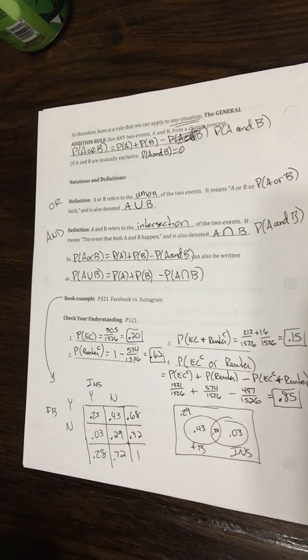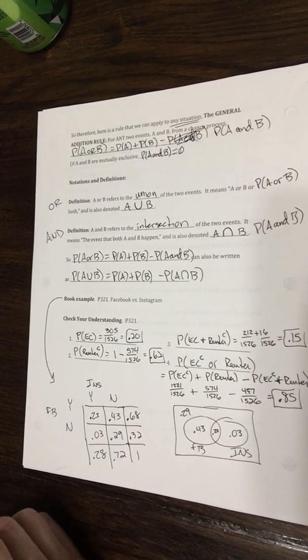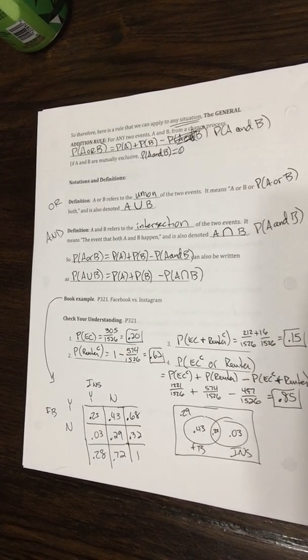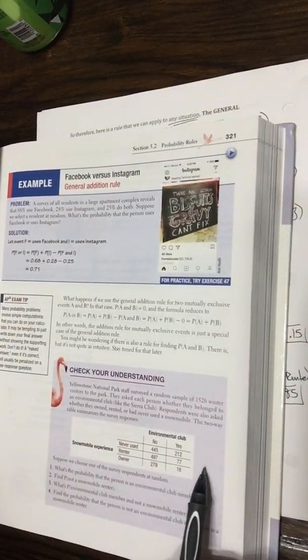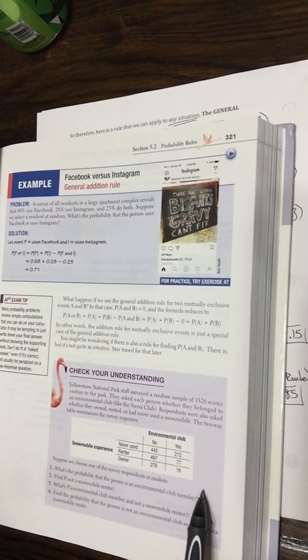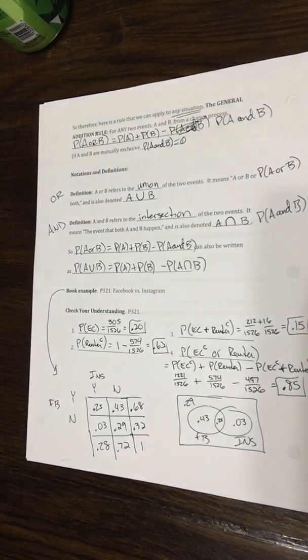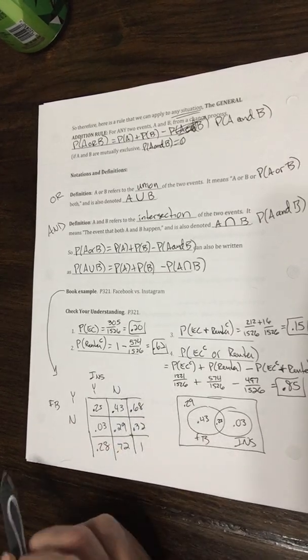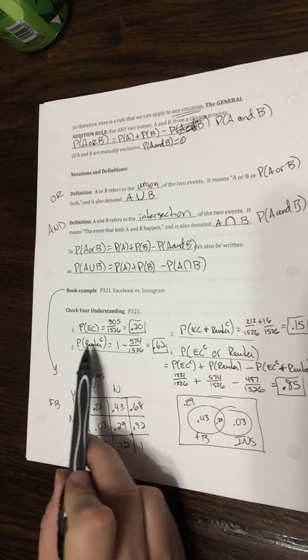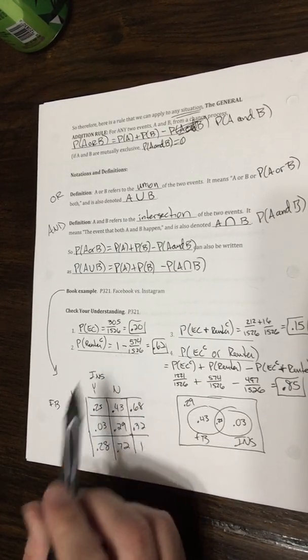Number two is the probability that they're not a renter. Well, it's much easier to find the probability that they are a renter. So add this and this and get the total number of renters over 1526. And then go 1 minus 574 over 1526 and get 62%. It's quicker to find a complement by going 1 minus.